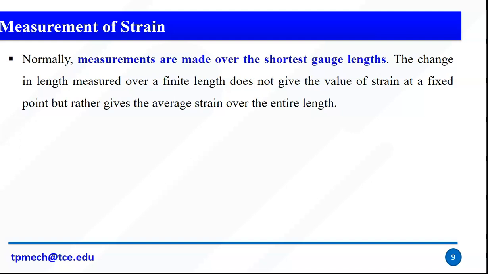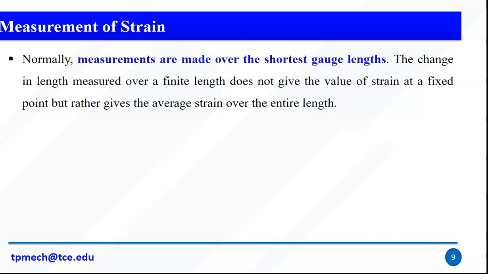So what will we do? If I have a 10 meter rod and I'm planning to measure the strain, I will segregate it. For example, I will split it into 10 parts of 1 meter each. If I have an instrument to measure 1 meter of strain, I will measure the strain over 1 meter. So for the 10 meters, I will measure 10 times.